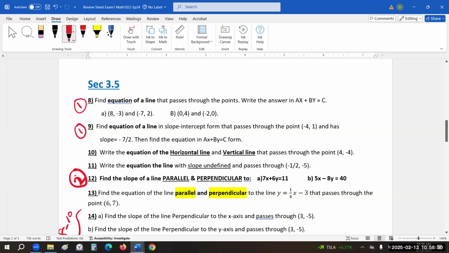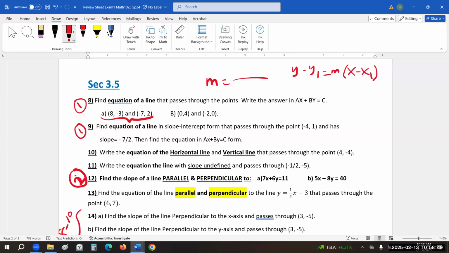And then equation of a line through 2 points. So first you're going to find slope using the slope formula. Once you find the slope, you're going to write y minus y1 equals slope times x minus x1.